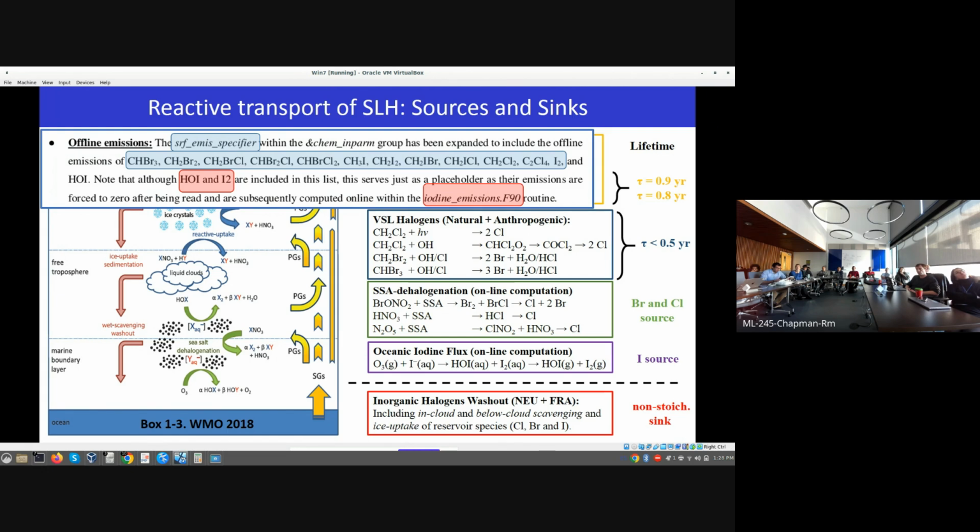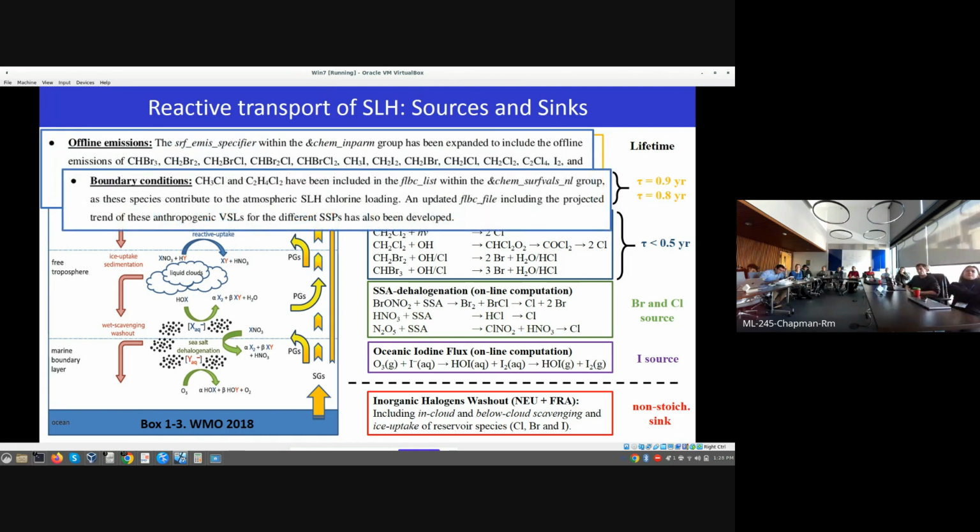So these are all the species for which we included some offline emissions. For the particular case of iodine, HOI and I2, we included them as offline emissions. But once we read those variables from the namelist, we force them to 0, and then we compute and replace them online in the model. There is a specific routine doing that.